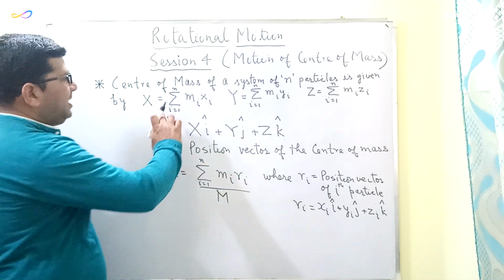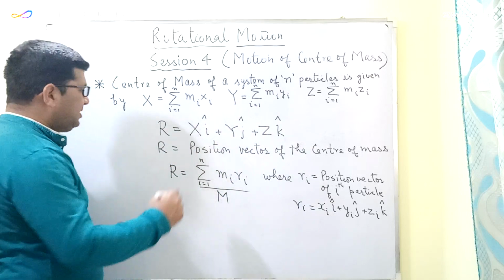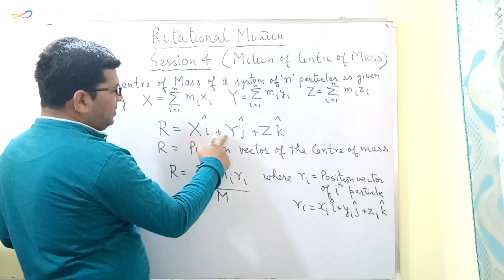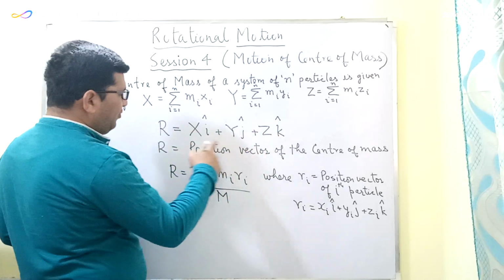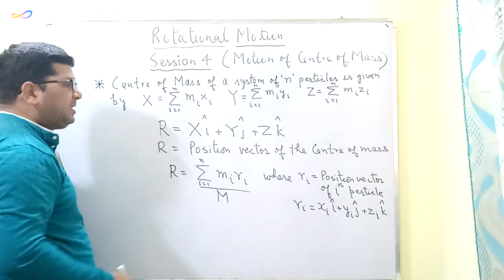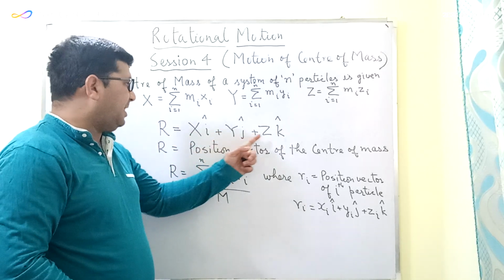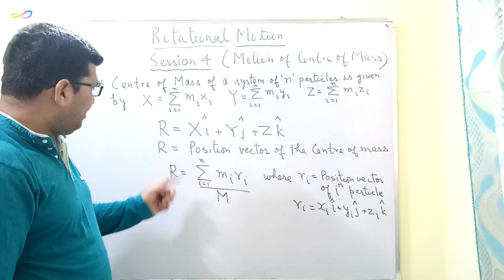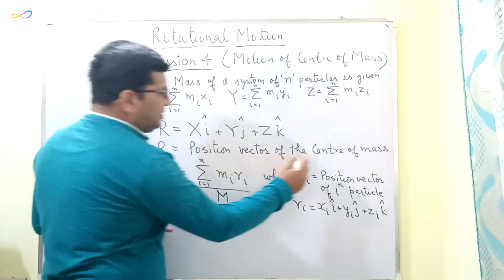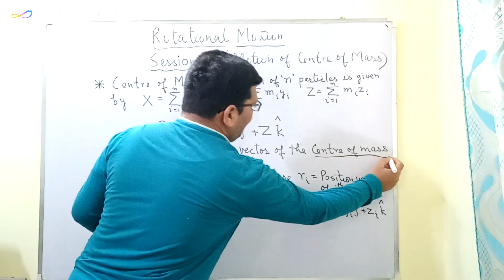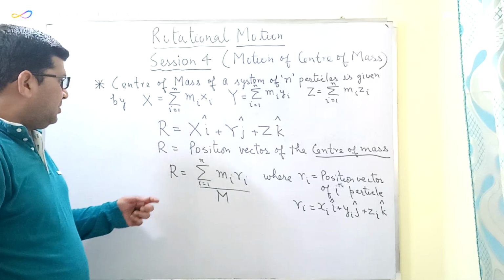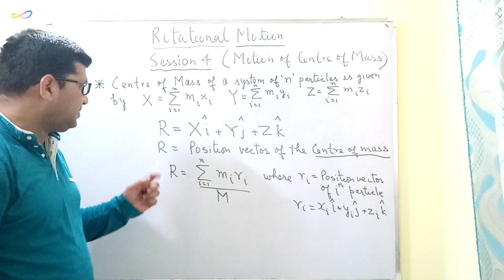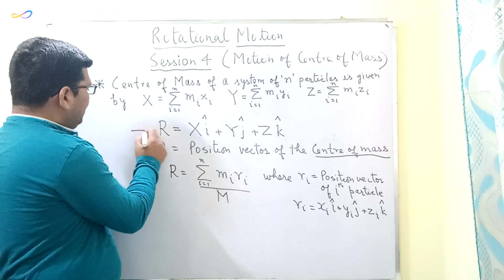Now if I combine these three coordinates in one equation, I can write r equal to x i cap plus y j cap plus z k cap, where i cap, j cap, and k cap are the unit vectors along the x, y, and z axis respectively, and r is the position vector of the center of mass. So I have written the position of the center of mass in vector form by this equation.